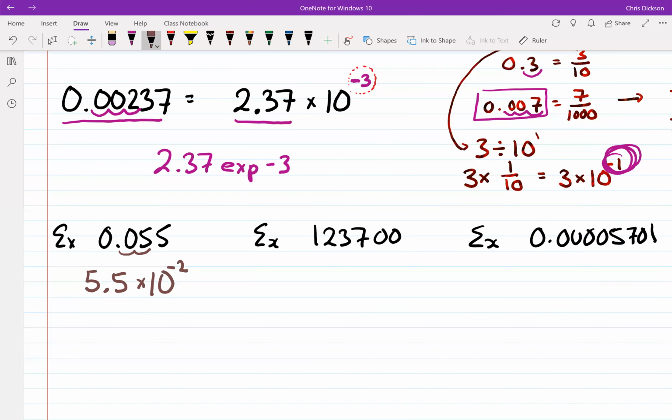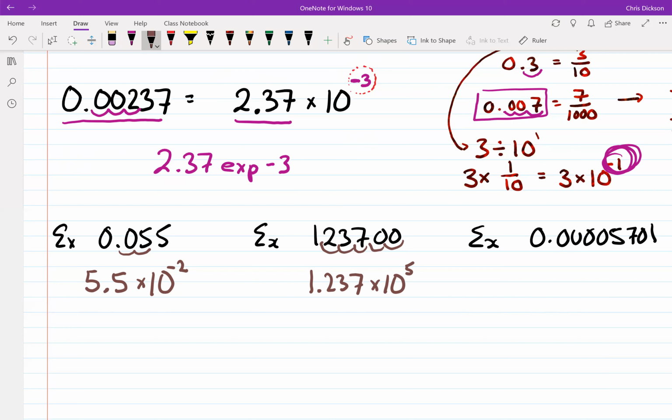Okay. Next question, I move the decimal so that I write 1.237 multiplied by, well, how many places did I move the decimal? Well, I actually moved it to the left by 1, 2, 3, 4, 5. So really to the 5 here. And notice it's positive because you moved it to the left.